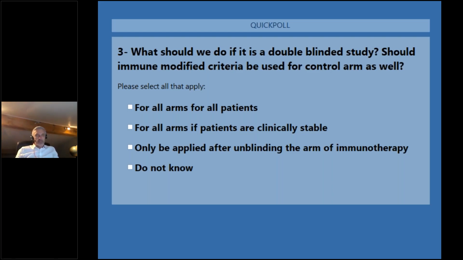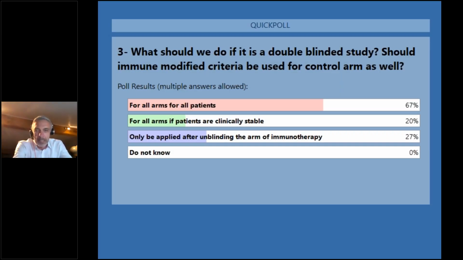A few seconds to click on the answers. For 2/3 of us, this is for all arms, for all patients, and then we have a split between for all arms if patients are clinically stable or only applied after unblinding.